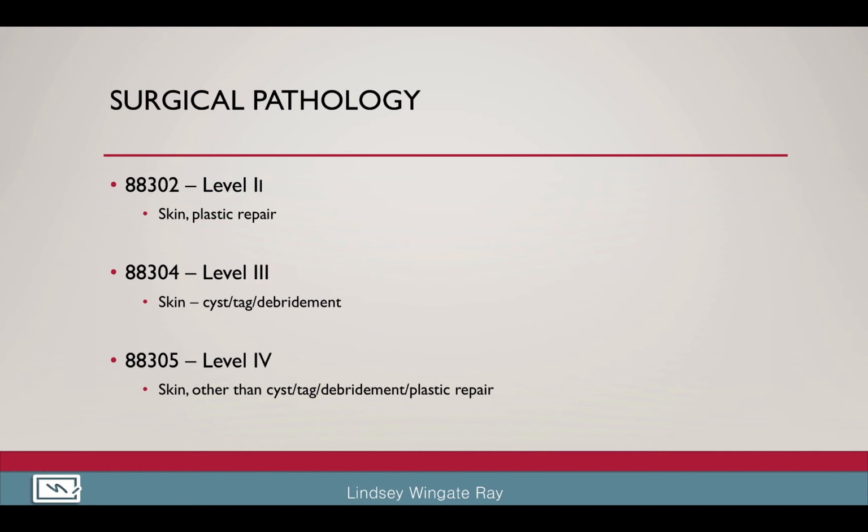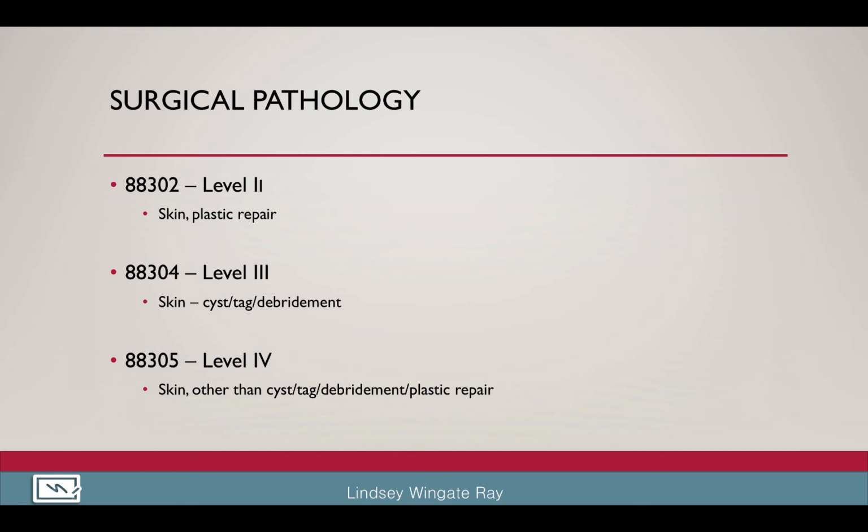If we look for the word skin in level 3, we come to skin, cyst, tag, or debridement. So the sample might be a cyst that was removed and sent to pathology, or a skin tag that was removed and sent to pathology, or perhaps it was skin tissue that has been cut away or debrided from a wound, an ulcer, or something else that the sample has been sent to pathology for study.